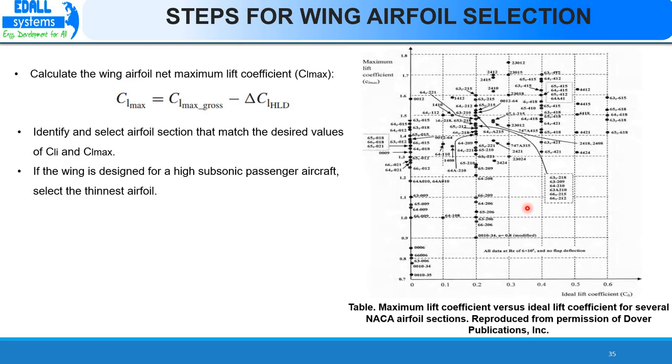If you find no airfoil section that matches the desired ideal lift coefficient CLI and maximum lift coefficient CL max, then the airfoil section that is nearest to the design point can be selected. This completes the steps for wing airfoil selection. With this, I will end this session here.